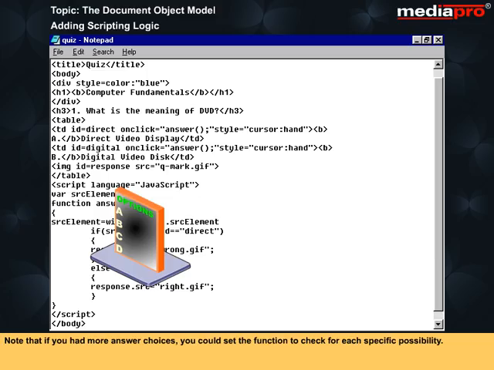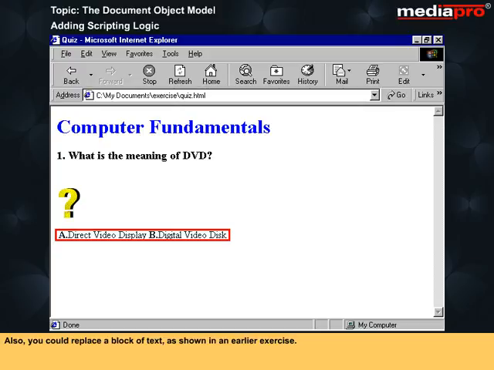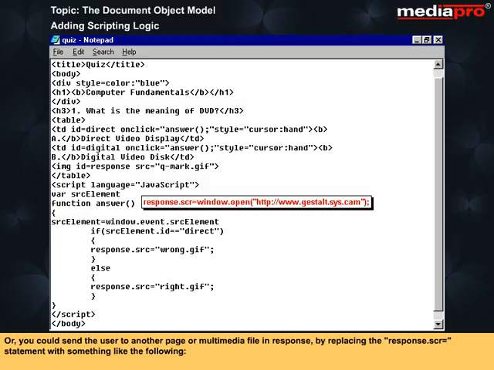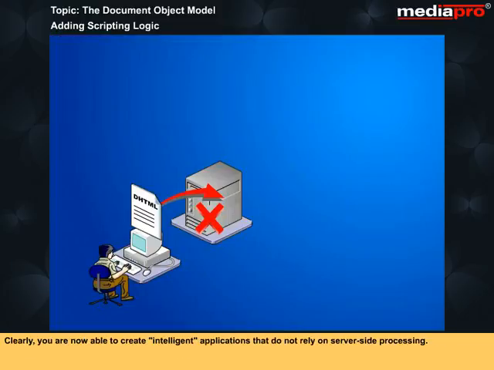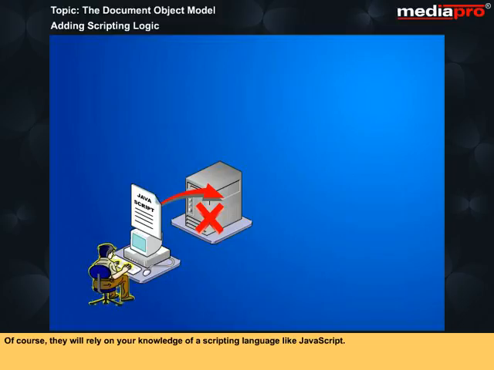Note that if you had more answer choices, you could set the function to check for each specific possibility. Also, you could replace a block of text as shown in an earlier exercise. Or you could send the user to another page or multimedia file in response by replacing the response.src equal to statement with something like the following. Clearly, you are now able to create intelligent applications that do not rely on server-side processing. Of course, they will rely on your knowledge of a scripting language like JavaScript.